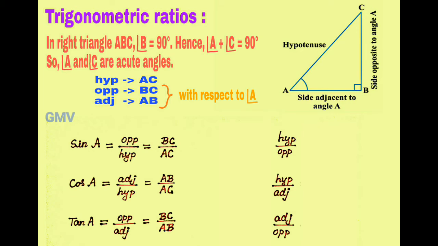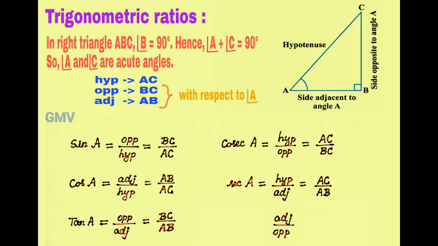The ratio hypotenuse by opposite is named as cosec A, that is cosecant of angle A. With respect to angle A, AC is the hypotenuse and BC is the opposite. Hence, cosec A is equal to AC by BC. The ratio hypotenuse by adjacent is named as secant A, that is secant of angle A. With respect to angle A, AC is the hypotenuse and AB is the adjacent side. Hence, secant A is equal to AC by AB.